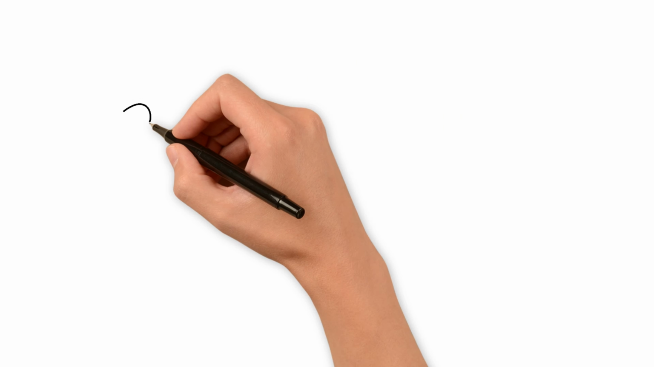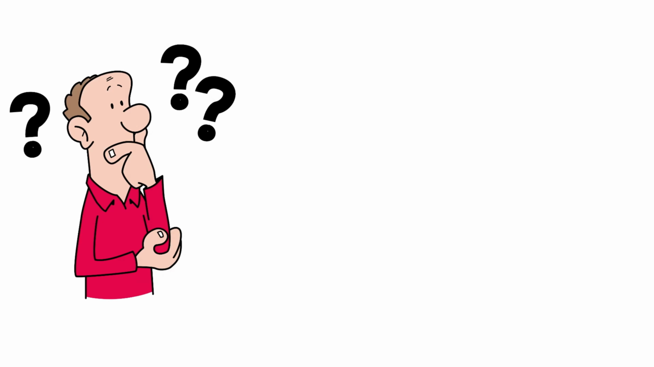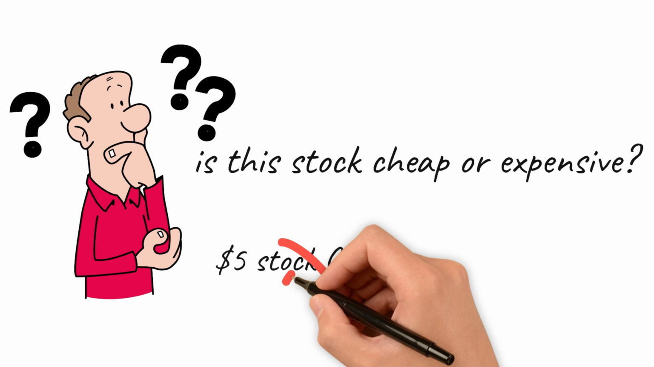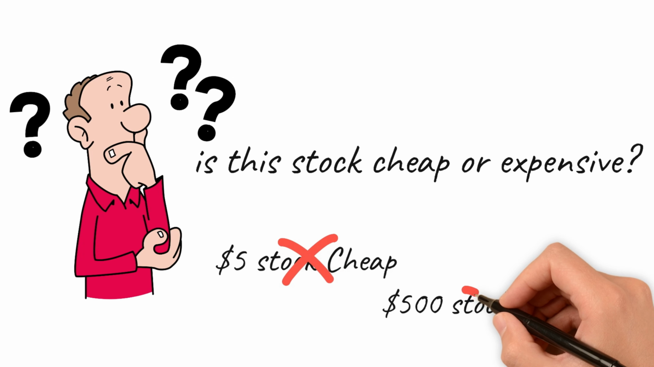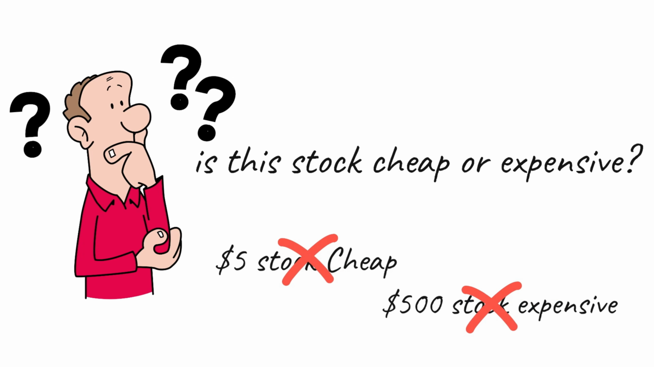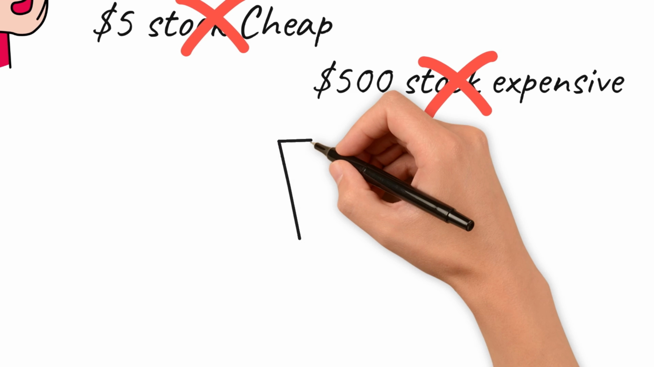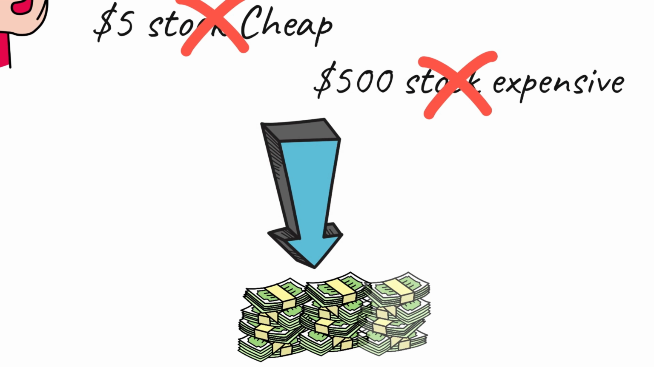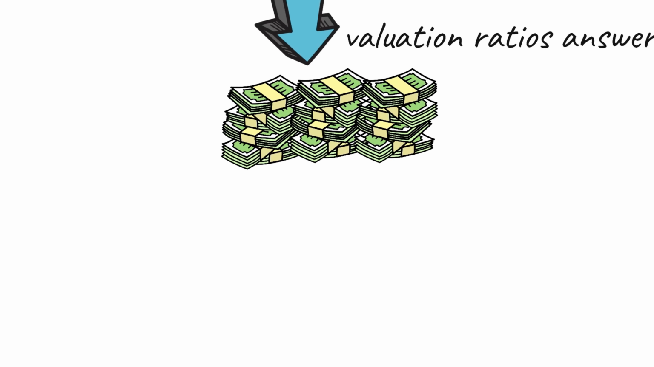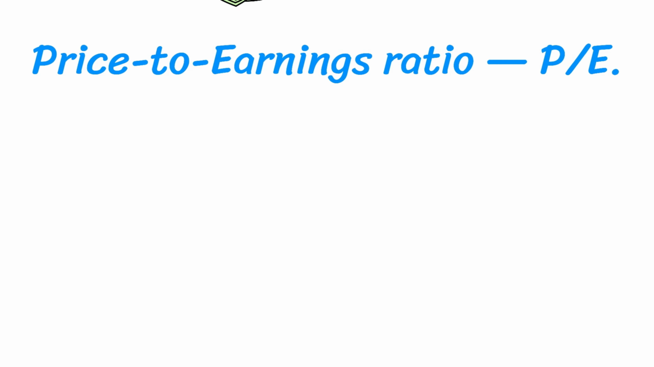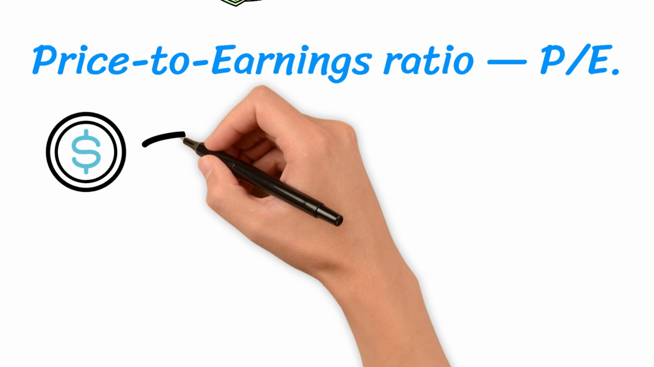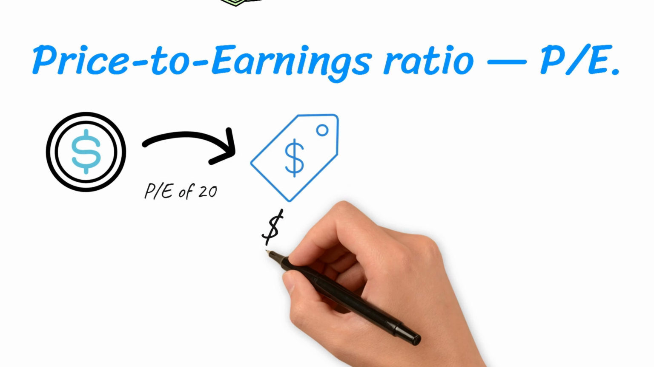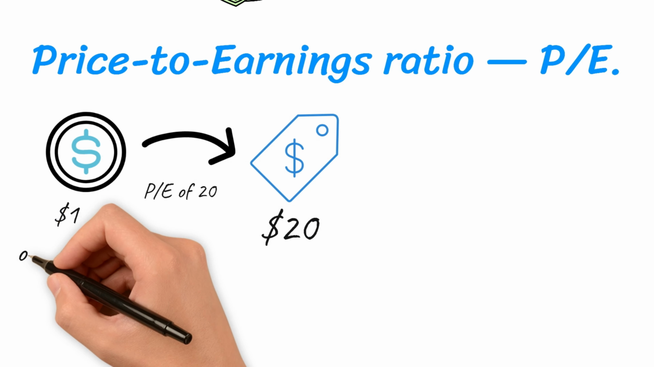Let's get into it. The first question any investor should ask is: is this stock cheap or expensive? Not in dollar terms. A $5 stock isn't automatically cheap, and a $500 stock isn't automatically expensive. Cheap or expensive relative to what the company actually earns. That's what valuation ratios answer. The most famous is the price-to-earnings ratio, PE. For every dollar the company earns in profit, how much are you paying? A PE of 20 means you're paying $20 for every $1 of earnings.